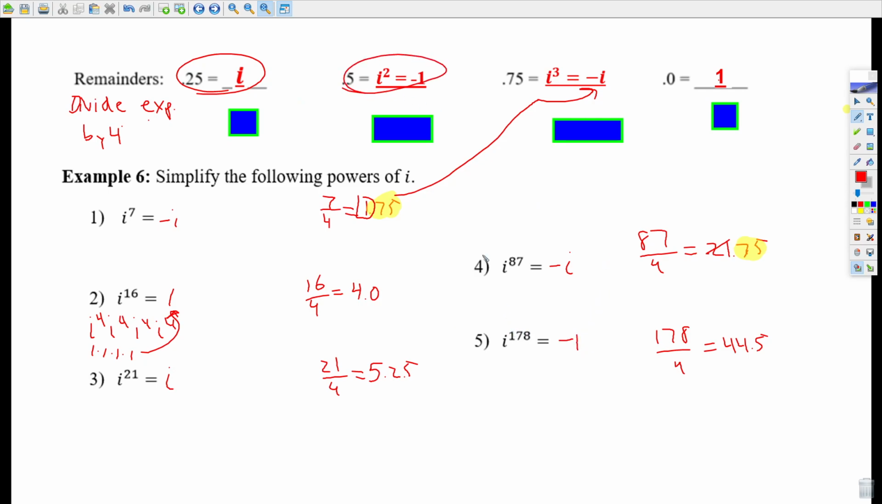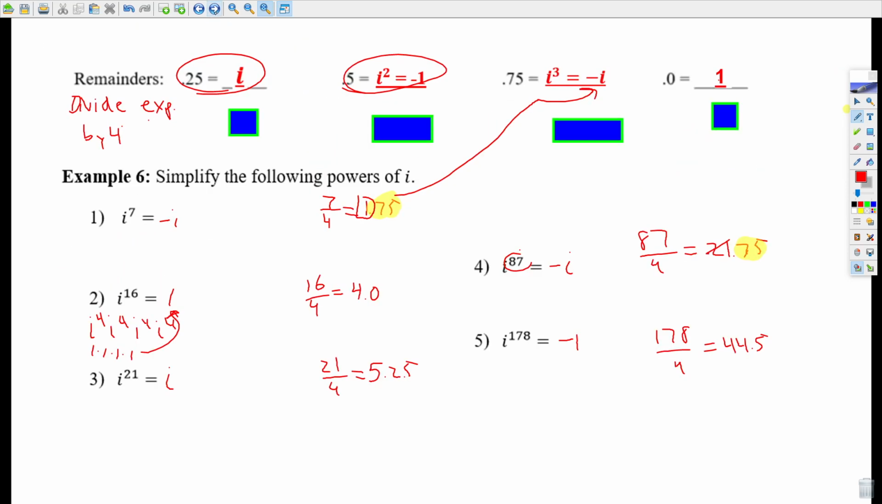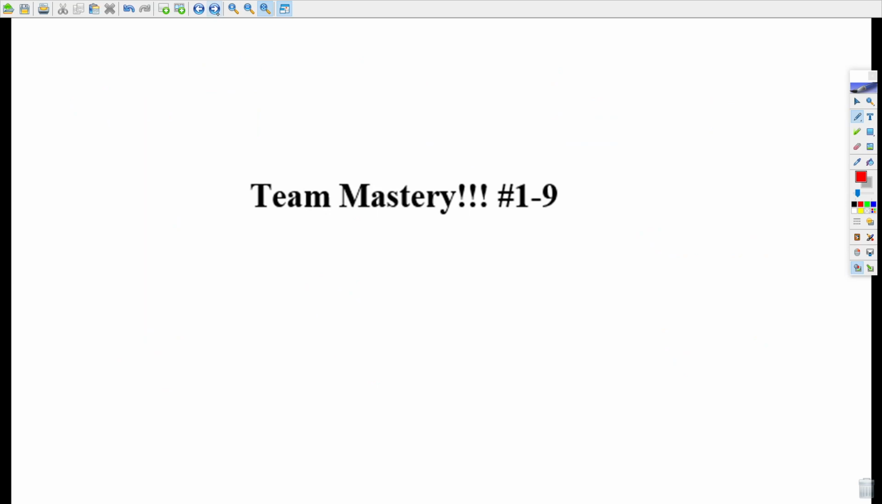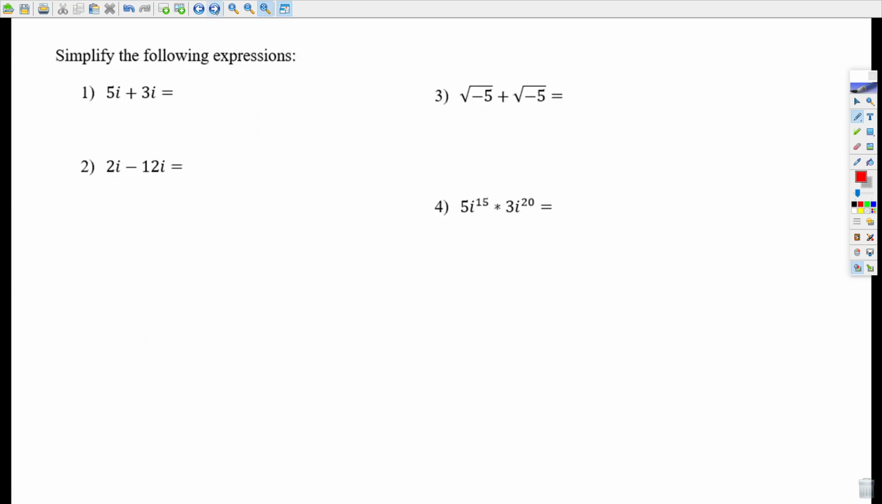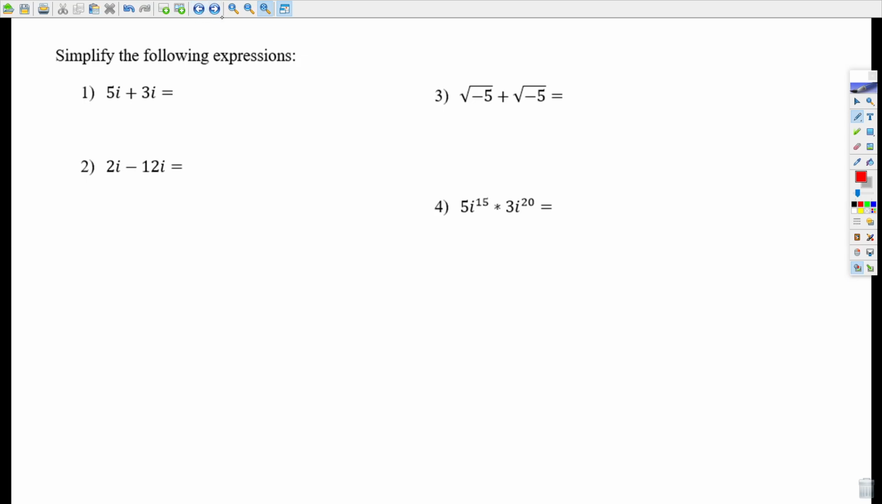So anytime you see a higher power, if you go back here, all these powers reduce down to these answers. So you should never have anything more than i, -1, -i, or 1, because it's cyclic and it goes around and around. All right, you have one last thing left to do for mastery, 1 through 9, to practice those. And that will finish up 6.8 for imaginary numbers.